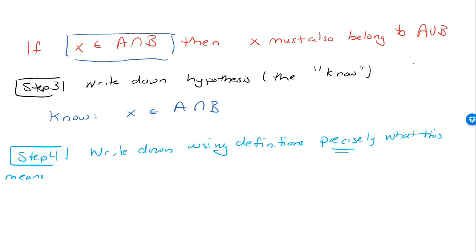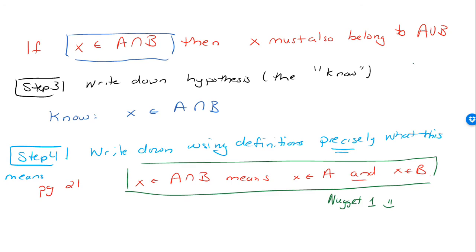The next step is to write down precisely what this means. In your book, that's where you go to your book. What does it mean for X to be inside A intersect B? From your book, it's precisely written out on page 21. It says X belongs to A intersect B means that X belongs to A and X belongs to B.